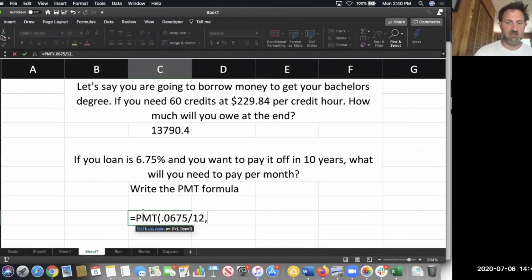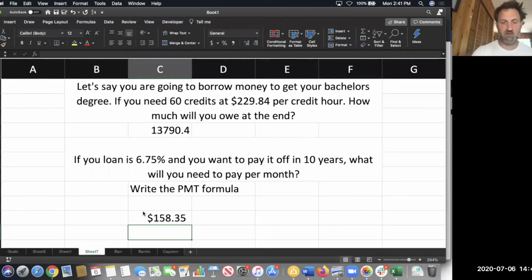How many months are we going to pay? Or how many payments are we going to make? 120. Yep. That's 10 times 12. You can write it like that too. And then the last thing is, how much am I borrowing? And that's why we needed to do that first calculation. So I would just put the minus 13,790.4. Okay. So $158 a month for 10 years.